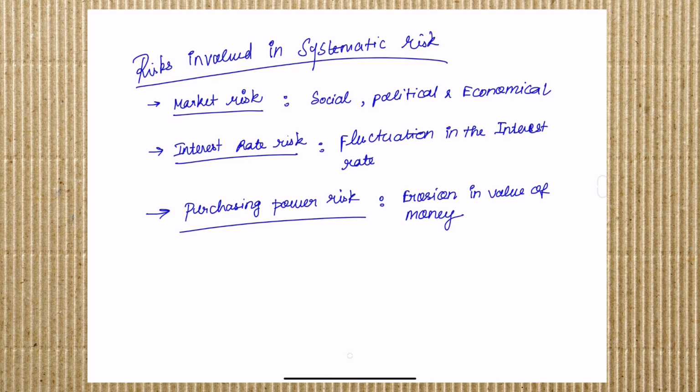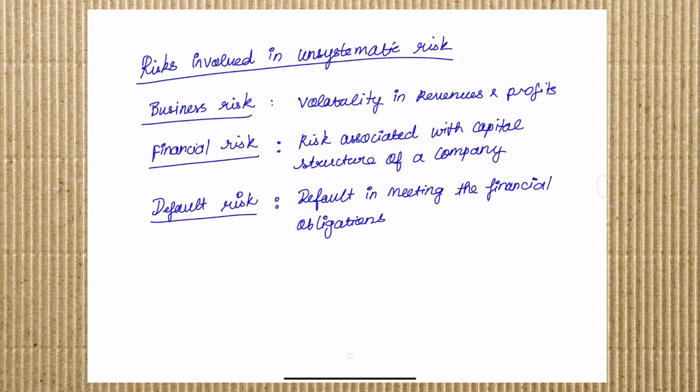In short, here on the screen: market risk is due to social, political, and economic events, interest rate risk is due to fluctuation in the interest rate, and purchasing power risk is due to the erosion of the value of money called inflation. Now let's check the risks involved under unsystematic risk. Under unsystematic risk, there are again three types of risk. One is business risk, another is financial risk, and the last one is default risk. Let us check what a business risk is.